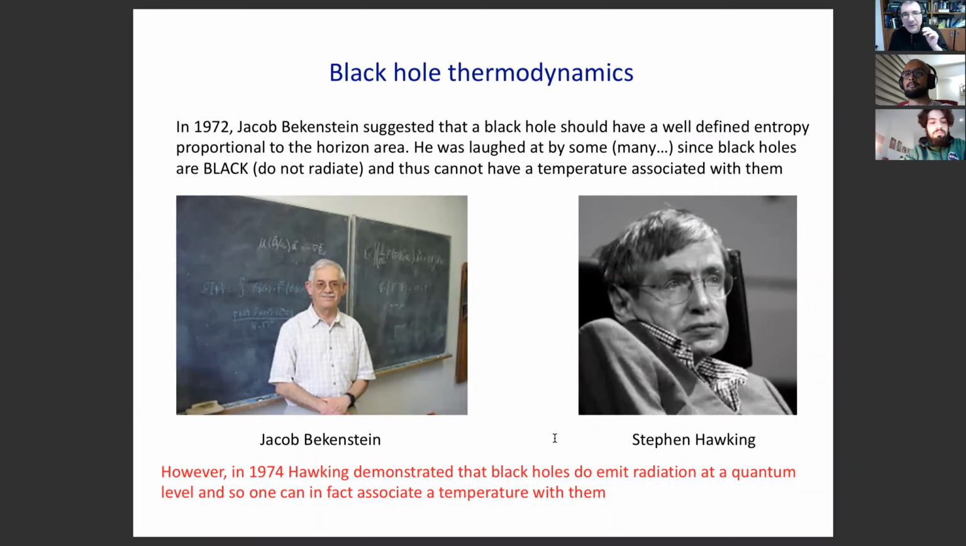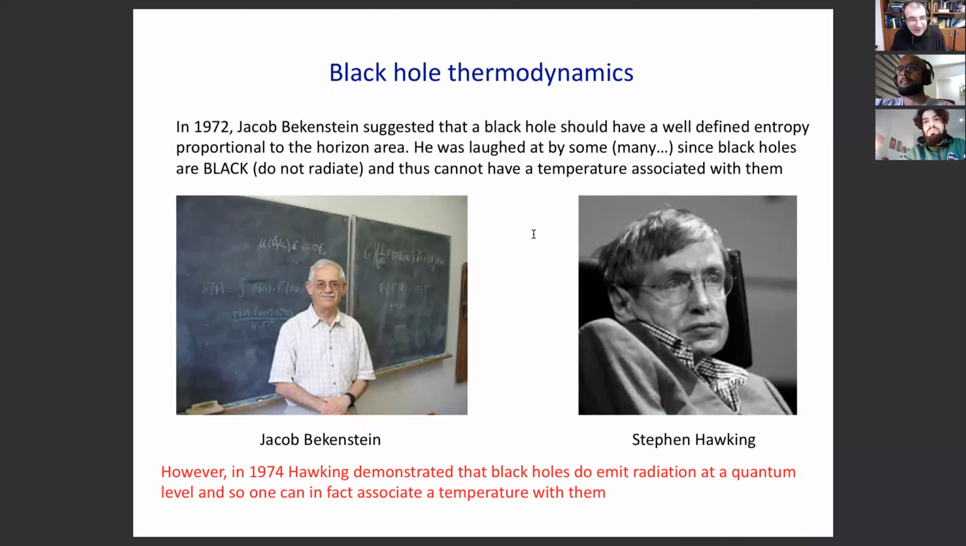One of them is the property of having an entropy associated with a black hole. The entropy was proposed by Bekenstein in 1972, that black holes must have entropy which is proportional to the horizon area. And at the time, he had a really hard time promoting this point of view, because of course people said, well, what's the entropy of a black hole, right? Where is the temperature? It's not a thermodynamic equilibrium. What is this, and so on, right?